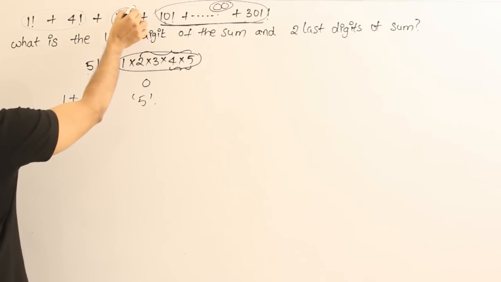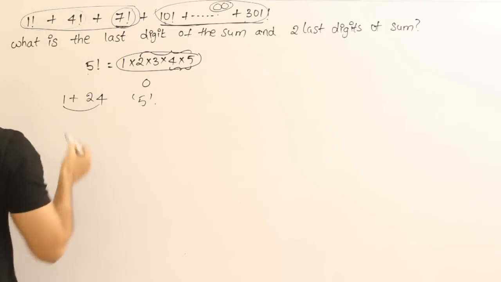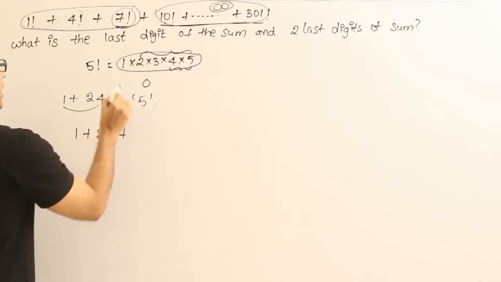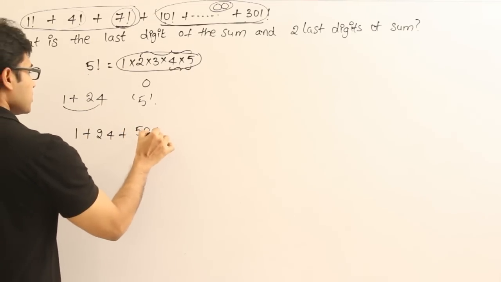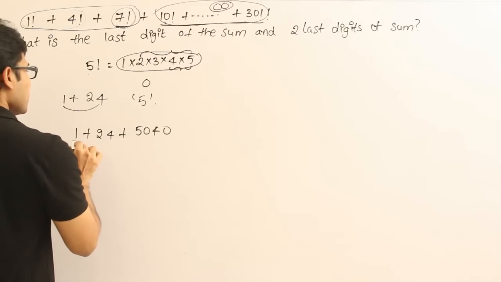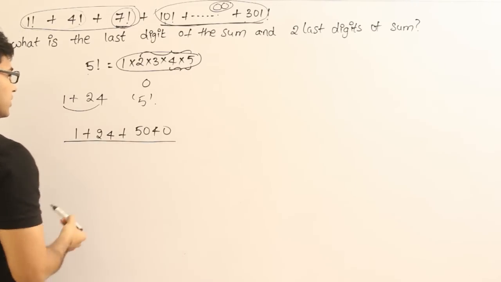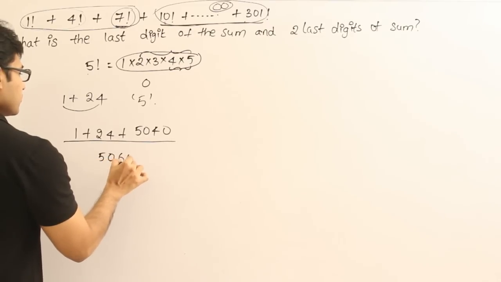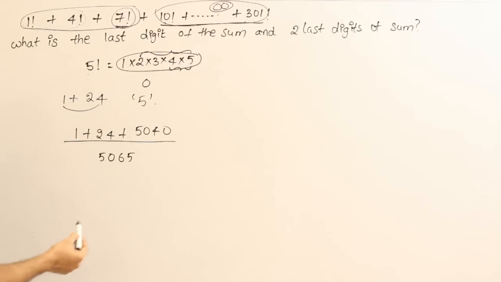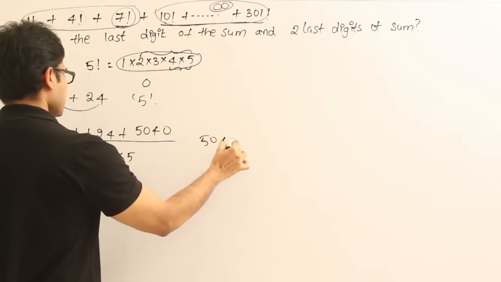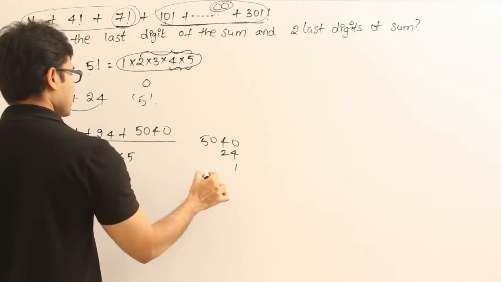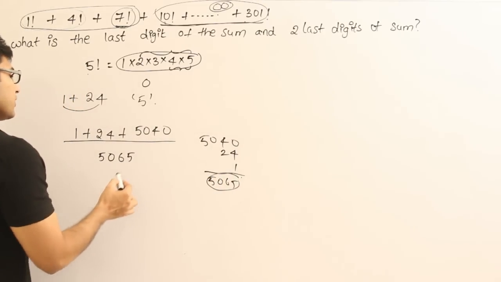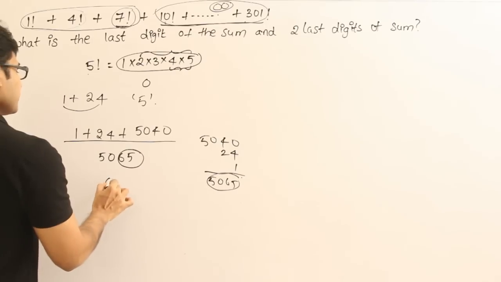So the factorials which will be affecting the last two digits will be these three. 1 factorial is 1, and 4 factorial is 24, and 7 factorial is 5040, right? Therefore if I add them all up, I am going to get 5040 plus 24 plus 1, which is 5065, right? Therefore the last two digits will be 65.